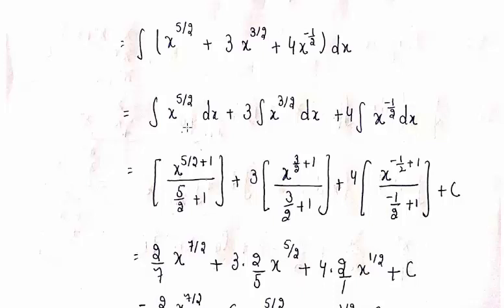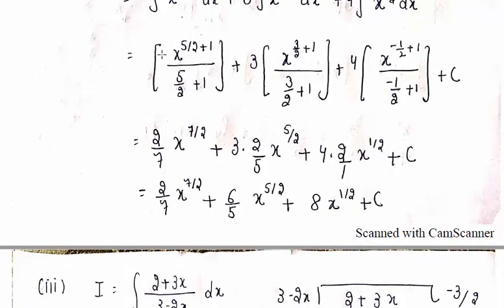This is equal to x raised to power 5 by 2 plus 1 over 5 by 2 plus 1, plus 3 x raised to power 3 by 2 plus 1 over 3 by 2 plus 1, plus 4 x raised to power minus 1 by 2 plus 1 over minus 1 by 2 plus 1, plus c.